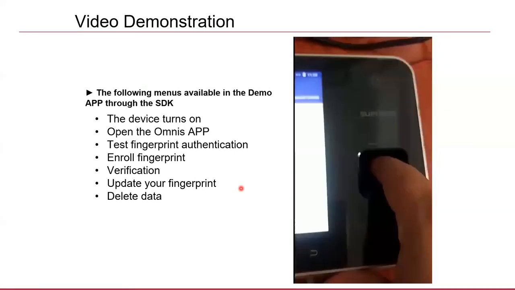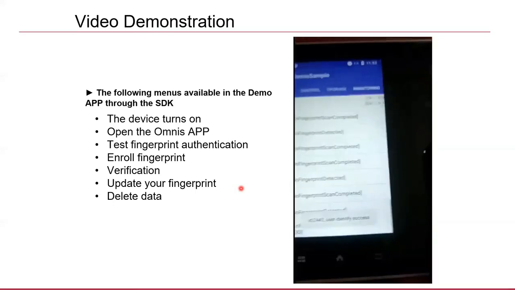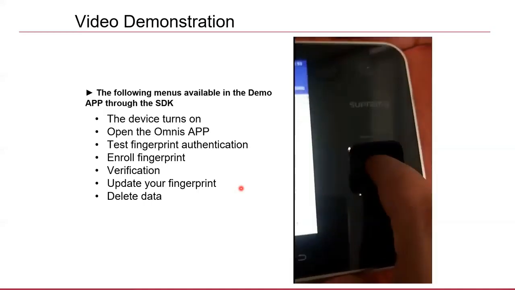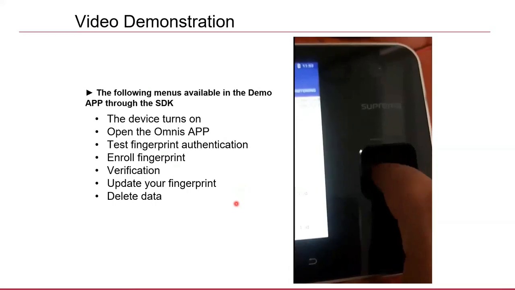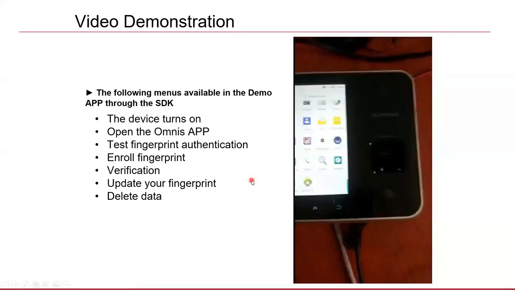Or in the case of the monitoring, for example, you can find everything that is happening right away when you scan the fingerprint, everything that is happening at the time in the device. What you can do through the demo app that we can provide you if you are working with the Omnis is turn the device on, open the app, test the fingerprint authentication, enroll the fingerprint, verify, update the fingerprint, or also delete the data. Okay. From there, if you need to work with something else, that will be your call.